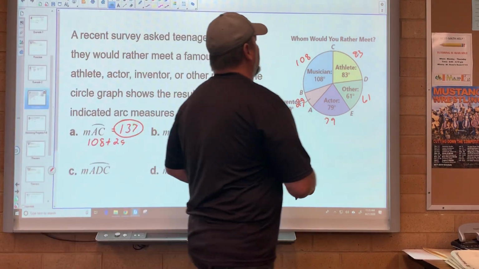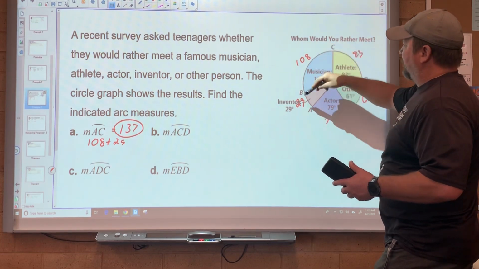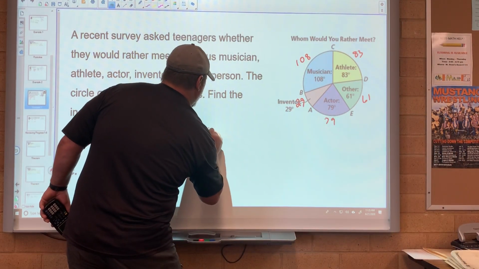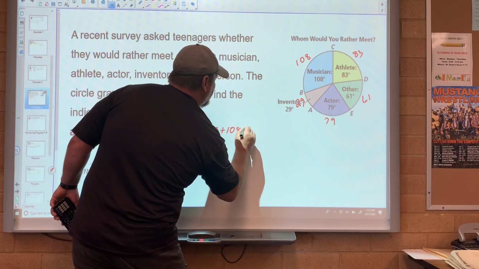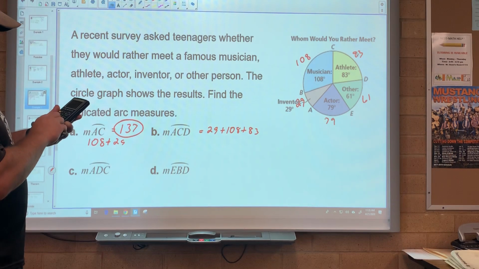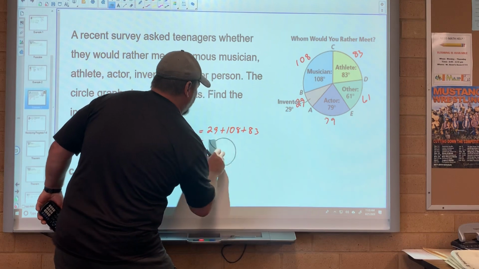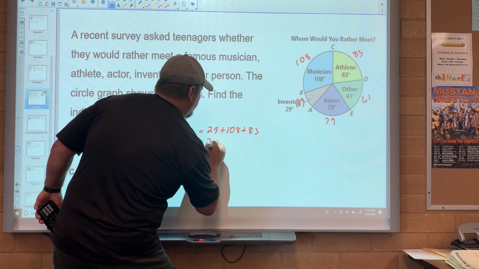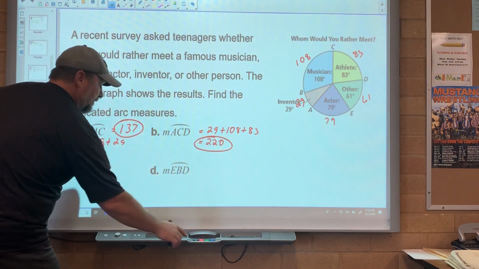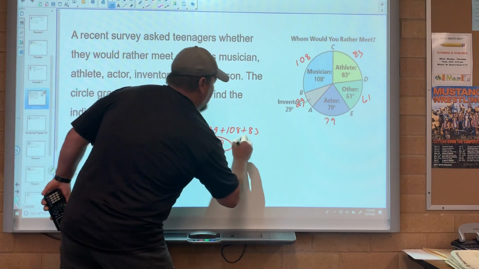So let's do ACD. A, C to D. So it's this way. So we're going to go 29, 108, and 83. So 29 plus 108 plus 83. It's 220. And 220 is a major arc. So this one would be a major arc. Minor here. Major here.